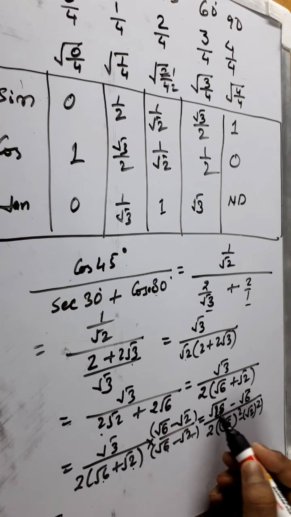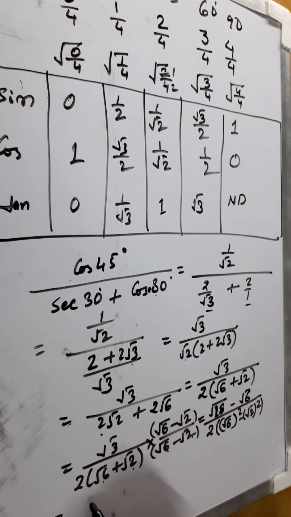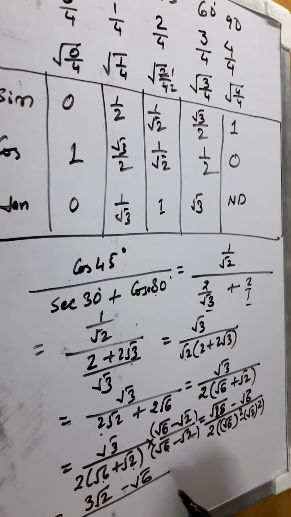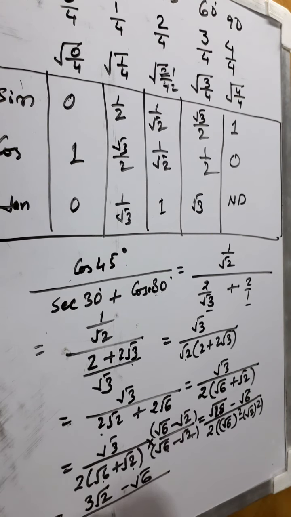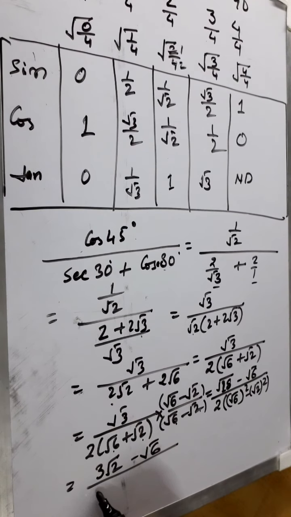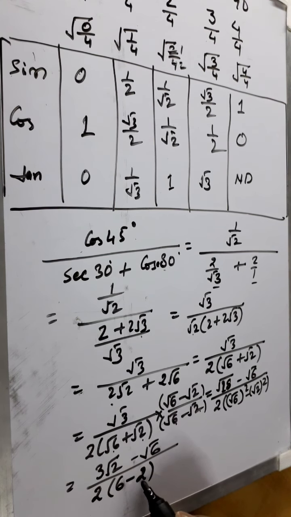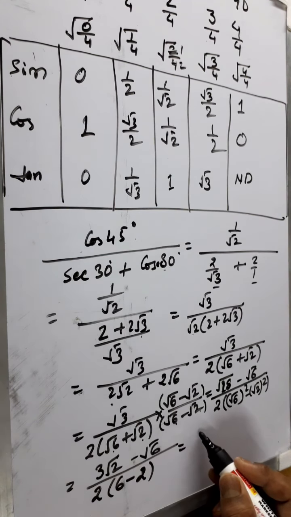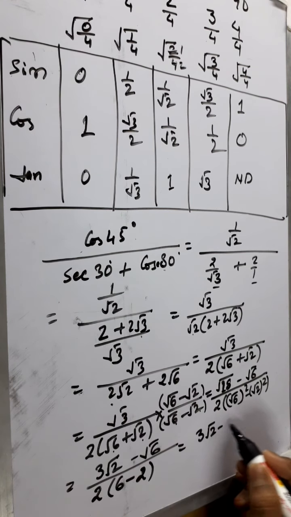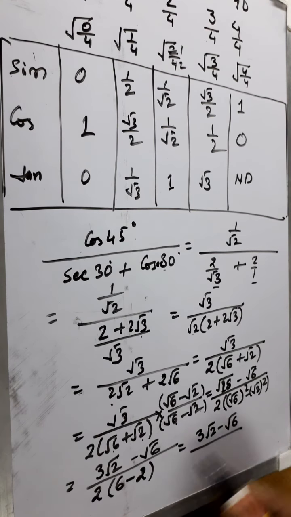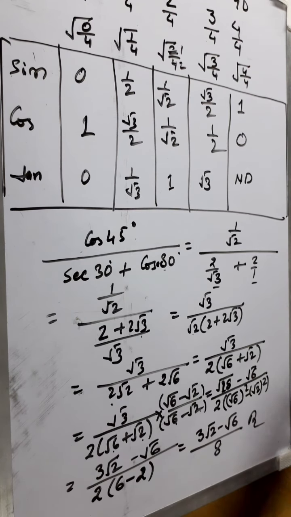18, we can write 18 as 9 into 2, and for 9 we can take 3 outside, it will become 3 root 2. 9 into 2 minus root 6. We have 2 here, root 6 square means 6, root 2 square means 2. 6 minus 2 we will get 4, and it will become 3 root 2 minus root 6 upon 2 into 4, 8. This is the answer for this question.